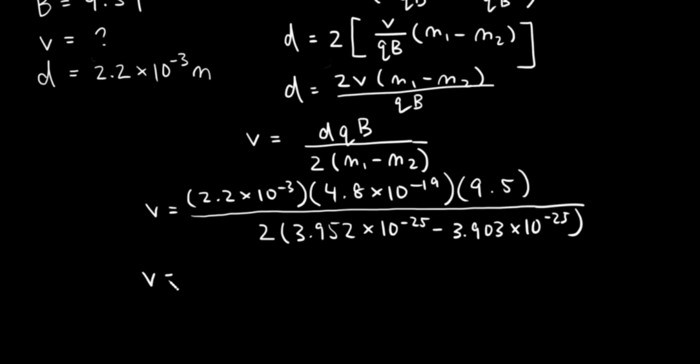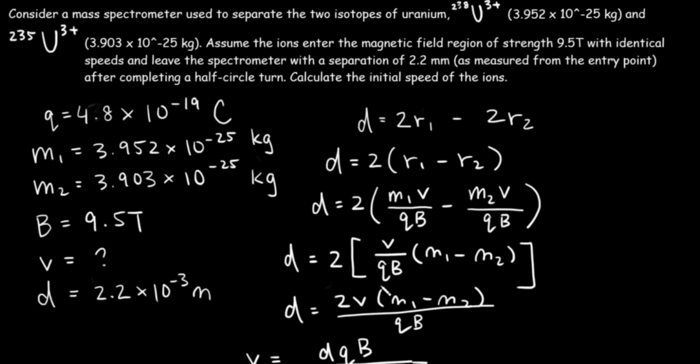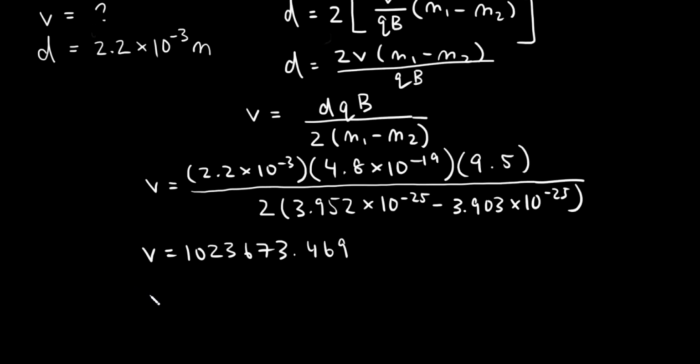Okay, and I got a really large number. I'll just write it down here. And for our final answer, we should make sure it's the correct number of sig digs. So let's look at the question. The mass is given by 4 sig digs. We're going to ignore the charge. And then distance is 2.2. That's 2 sig digs. And field strength is 9.5, also 2 sig digs. So 2 sig digs wins, and we're going to do this with 2 sig digs. And this is kind of big, so I'm going to use scientific notation.